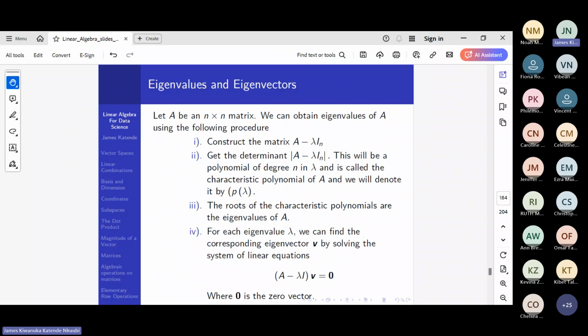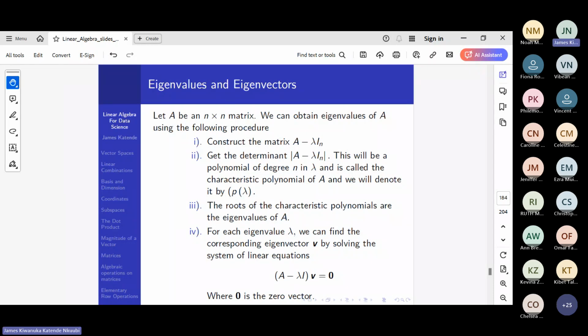So suppose we have a square matrix A. This is the procedure that we will use to compute the eigenvalues and eigenvectors. It's quite involving, so you have to pay attention and keep track of it. So the first thing is you construct this matrix A minus some scalar lambda multiplied by the identity matrix of the same size as A. So the identity matrix is an n by n identity matrix. A is a square matrix of size n by n. We subtract this scalar multiple of I from the matrix A. So we construct this new matrix first.